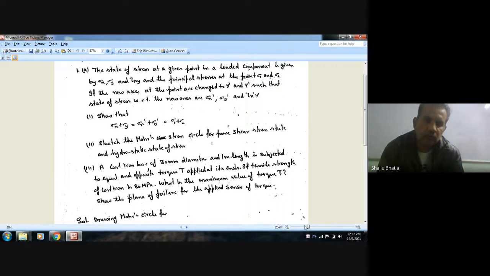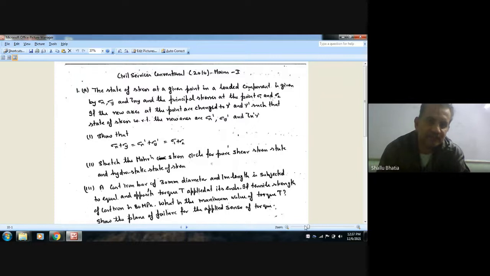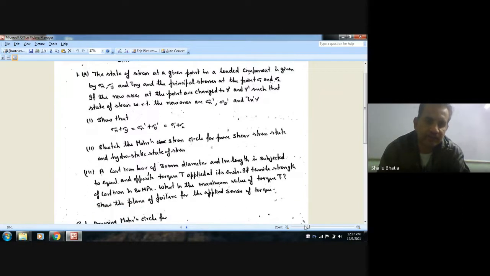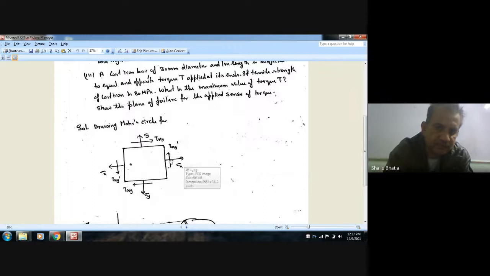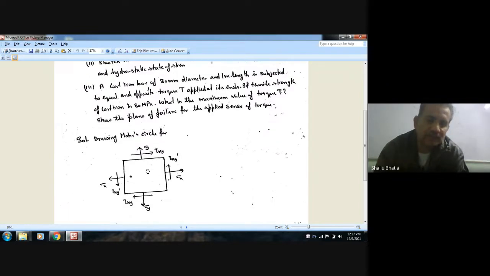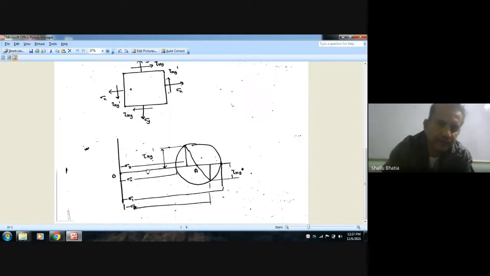Okay, so in the first question, sigma x, sigma y and tau xy are acting. This is the sigma x, this is the sigma y, and this is tau xy, which are acting on a system. If we draw its Mohr circle, then we'll take this plane. This is your sigma x, this is your sigma y, this is sigma x. And the second stress acting on this plane is tau xy, which is anticlockwise. So draw it downward.